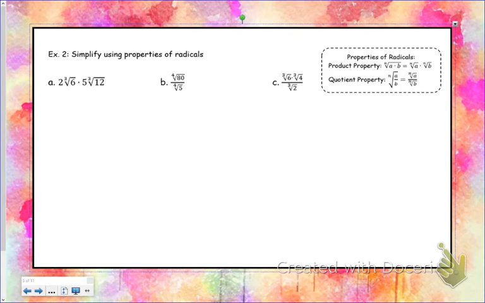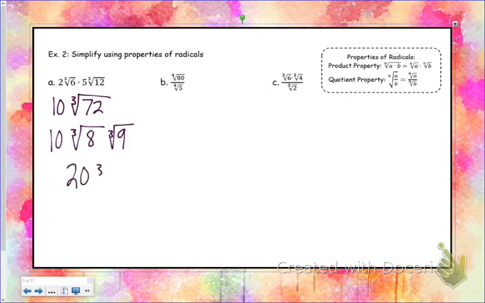Looking at A, these are both cube roots, so I can multiply the outside numbers, and I can multiply those cube roots together and make that the cube root of 72. The cube root of 72 I can simplify using what we did yesterday. A perfect cube that can come out would be 8. So then the cube root of 8 is just 2. 10 times 2 is 20.